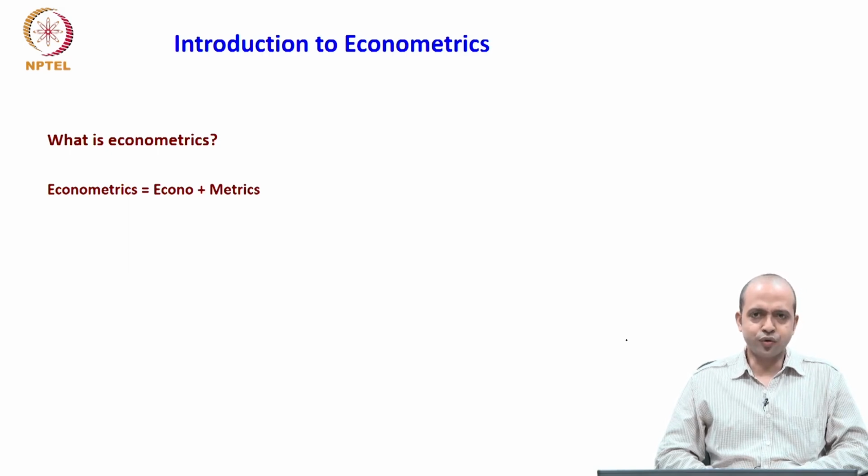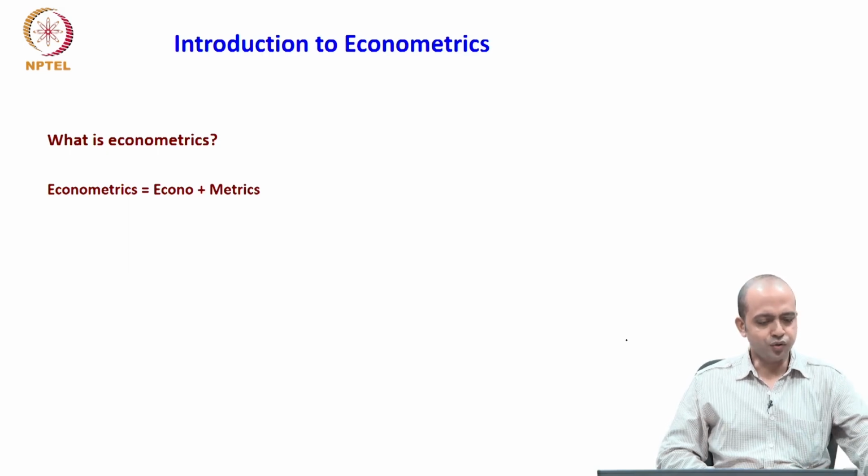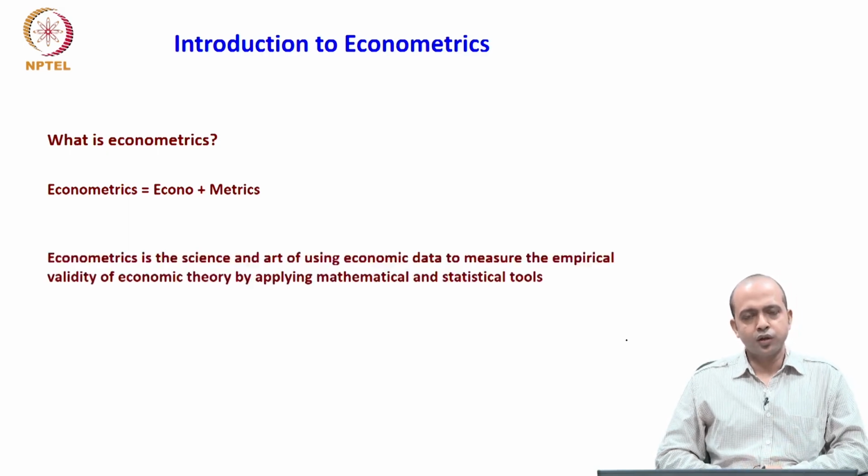Now, the next question that comes to our mind when we say measurement of economics is, what are we actually going to measure in economics? We are going to use the econometric tools to measure the empirical validity of economic theory. So, if you look at the definition, it says econometrics is the science and art of using economic data to measure the empirical validity of economic theory by applying mathematical and statistical tools.